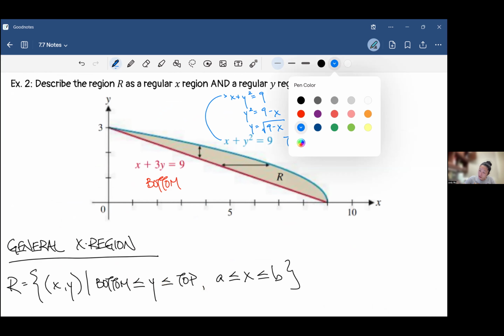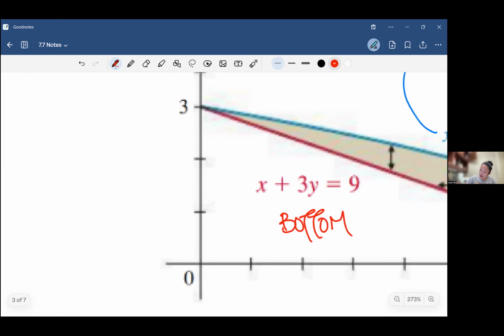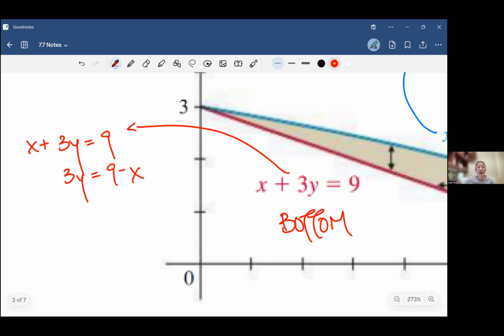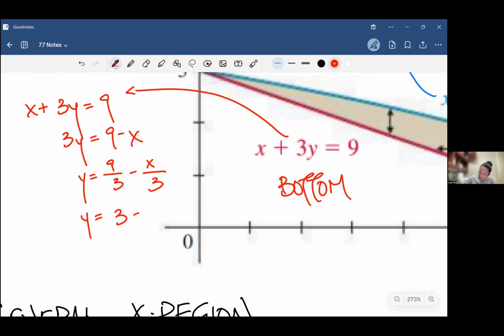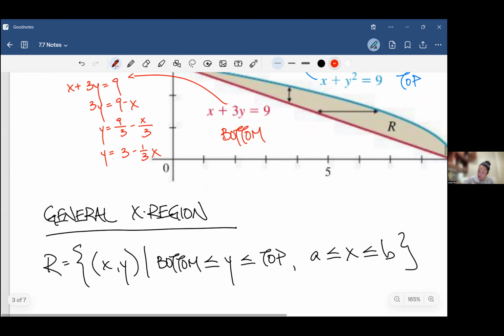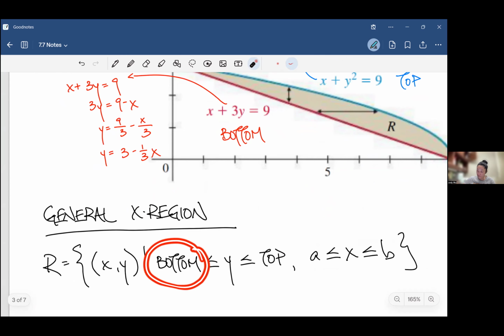All right, let's do the same thing with the red function. We've got x plus 3y equals 9. I want to get y by itself, so I'm going to subtract x. So 3y equals 9 minus x. And then I'm going to divide everything by 3. So I get y equals 9 over 3 minus x over 3, which is the same thing as saying 3 minus 1/3 x. And that is what I'm going to put in for the bottom function.